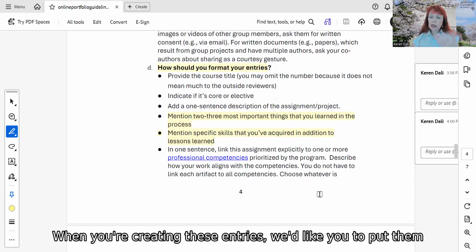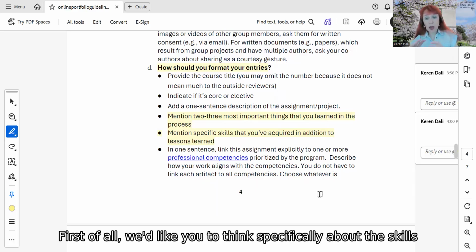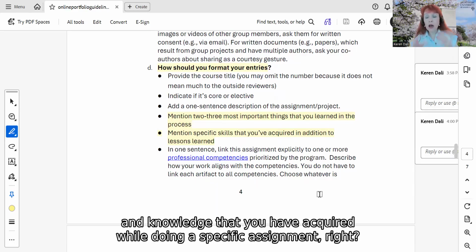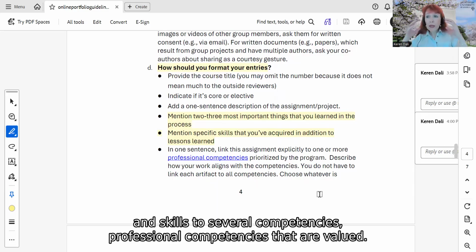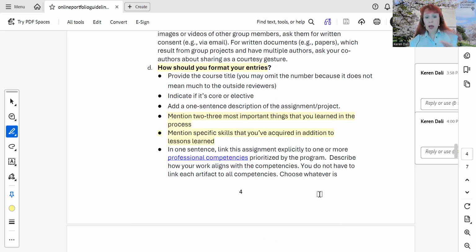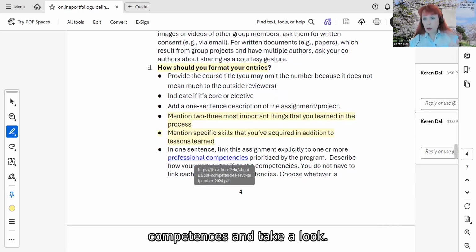When you're creating these entries, we'd like you to put them in a broader context of what you're doing in the program. First of all, we'd like you to think specifically about the skills and knowledge that you have acquired while doing a specific assignment, right? Second of all, we'd like you to relate this knowledge and skills to several professional competencies that are valued by the program. If you click on this link, you will be able to go to these competencies and take a look.